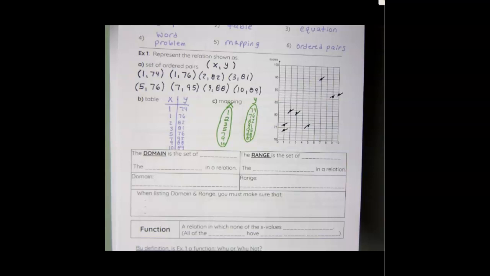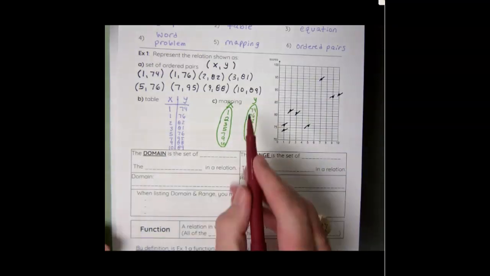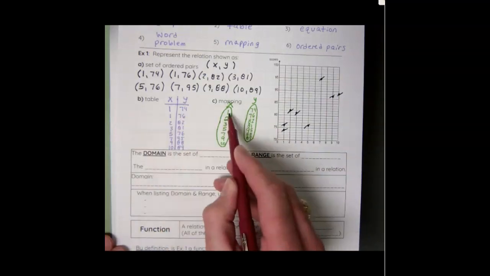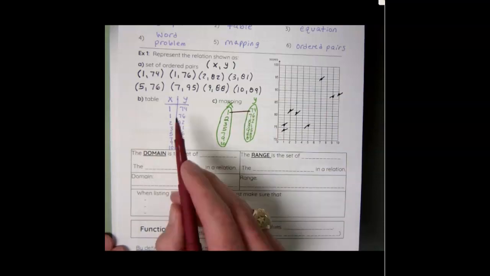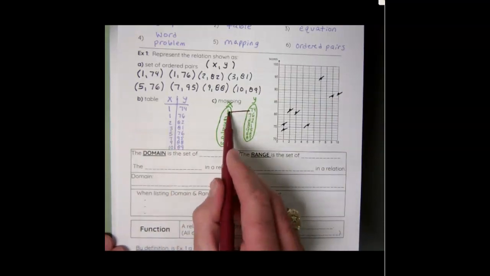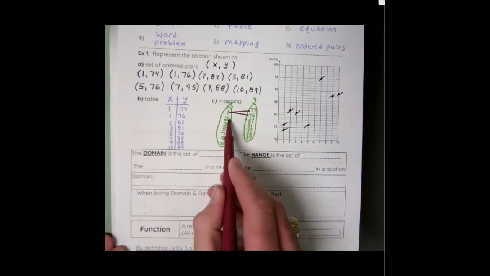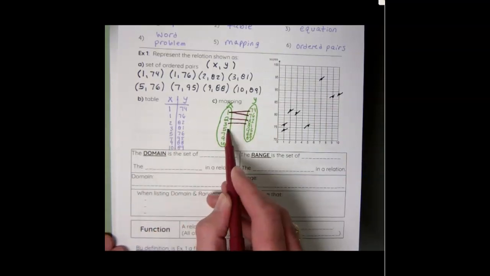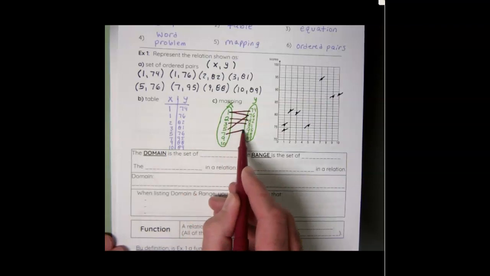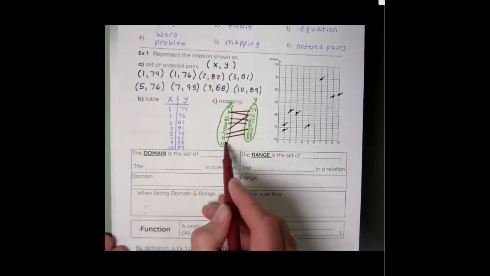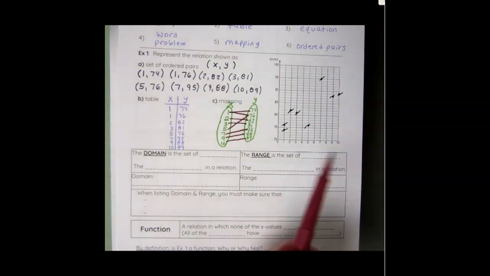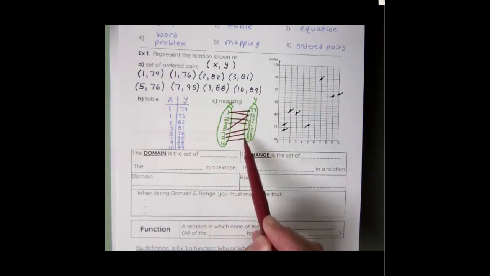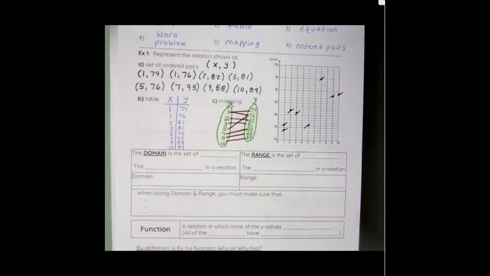Now, the last step of mapping is to draw lines connecting the points. So 1 is associated with 74, so I would draw a line connected to 74. 1 is also connected with 76, so I draw a line to that as well. 2 to 82, 3 to 81, 5 to 76, 7 to 95, 9 to 88, and 10 to 89. Okay, pretty straightforward. Remember, on mapping, you do not write numbers more than once. You don't repeat.